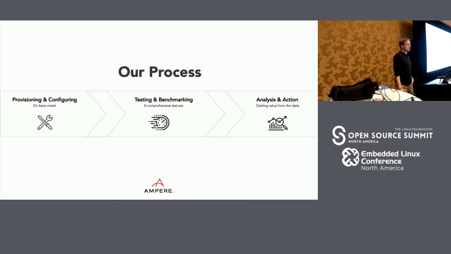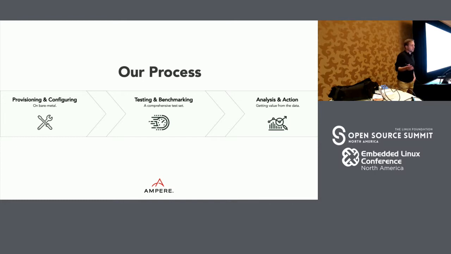So the system that we've built works in effectively three phases. The first phase is provisioning and configuring. So this is always done on bare metal. We do virtualized testing, so we test virtual environments, but we always start with a bare metal provision. This is for control and reproducibility. You can go deploy a system on EC2 or some other kind of virtualized environment, but you're going to be sharing that system, so when we do testing, we need to ensure that we have full control and complete understanding of what's going on at that system, or our test results get tainted.